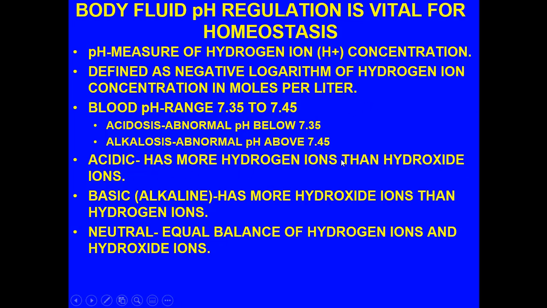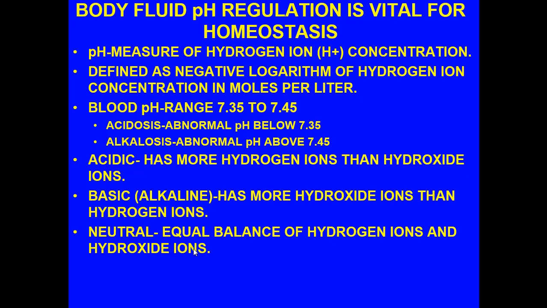When I say something is acidic, it has more hydrogen ions than hydroxide ions. Remember that if you take water and split it, you have a hydrogen ion and a hydroxide ion. The hydroxide ion is a negatively charged ion with only an oxygen and a hydrogen. The hydrogen ion is positively charged, and it's virtually just a proton, because a hydrogen ion has no electrons. When I say something is basic, or alkaline, it has more hydroxide ions than hydrogen ions. When I say something is neutral, it is an equal balance of hydrogen ions and hydroxide ions.